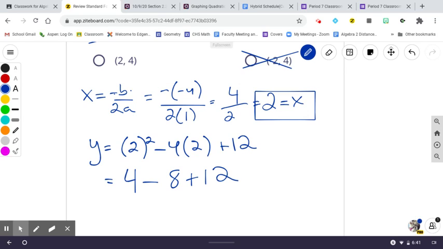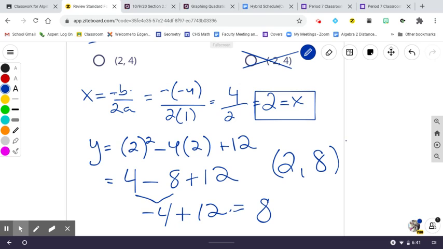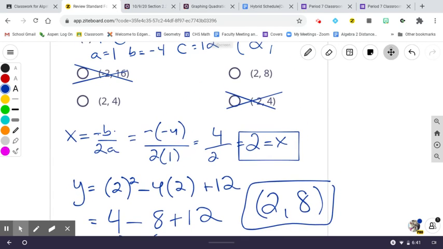And now we add and subtract from left to right. So positive 4 minus 8 is negative 4. I was thinking ahead to the answer. And then plus 12, negative 4 plus 12 is positive 8. So that means that our vertex is 2, comma 8, because this is our y value. If we come back up here, as you can see, this right here was the answer, 2, 8. So that's how you find the vertex.